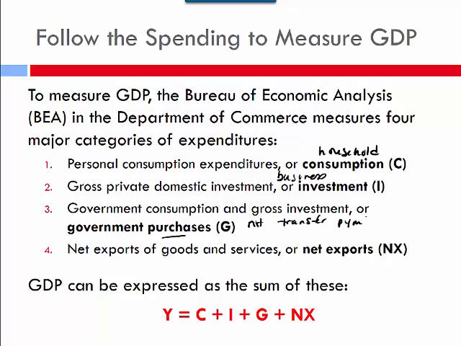So a transfer payment is when the government gives you money and you didn't do anything for it. So unemployment benefits, Social Security benefits, any kind of welfare payments. Those are all transfer payments. We're really just transferring it from one group to another. But if you work for the government or you're a government contractor and you're providing goods to the government, then that's government purchases.